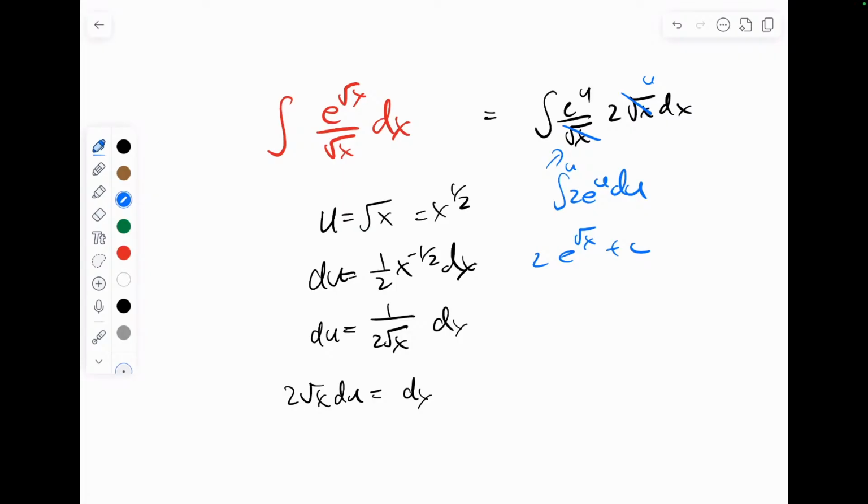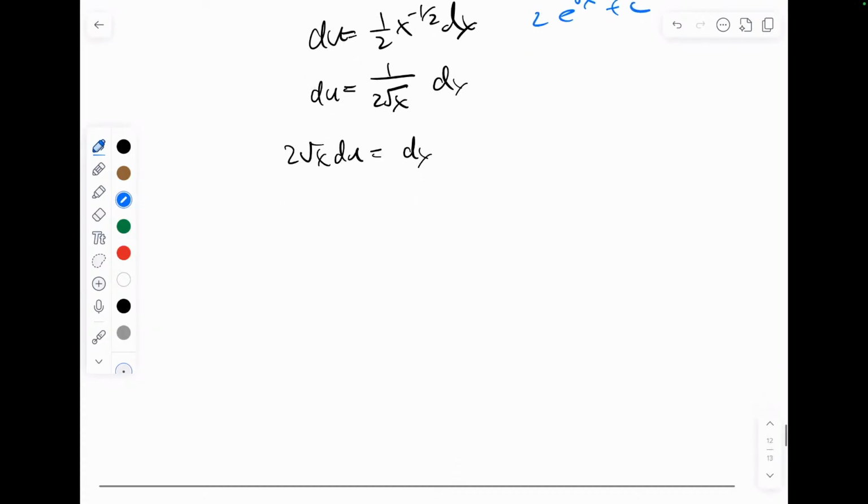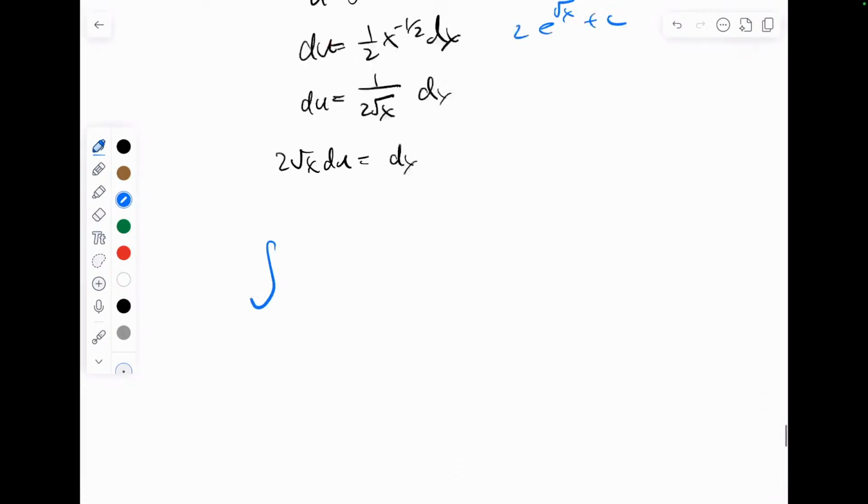But yeah, they will eventually cancel out. The goal is to cancel those square root x out, and if you see that immediately, you can get it done. Next one.